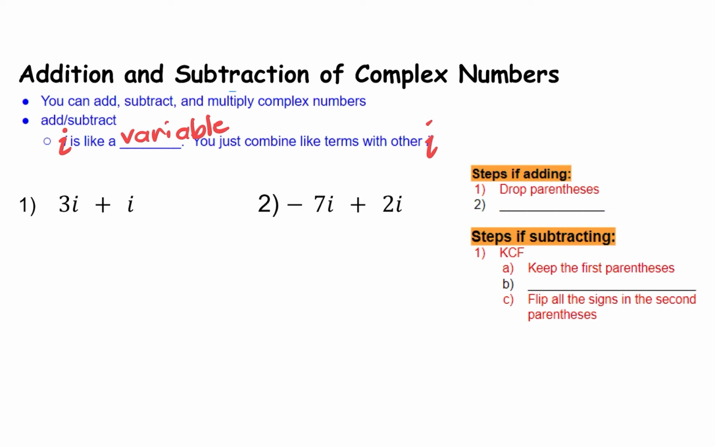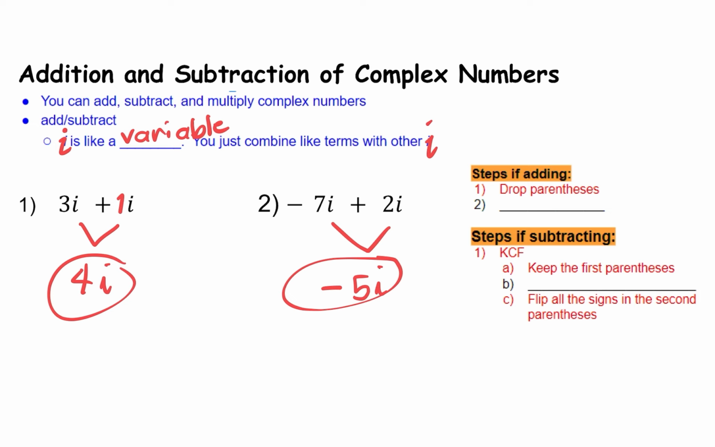So let us consider this example in number 1. So we have 3i plus i. If it helps you, you can put a coefficient of 1 beside the regular i. And of course 3i plus 1i is 4i. So the answer for number 1 is 4i. Number 2, we have negative 7i plus 2i. That gives us negative 5i. Okay, just like combining like terms.